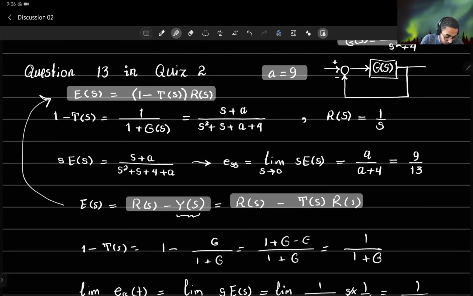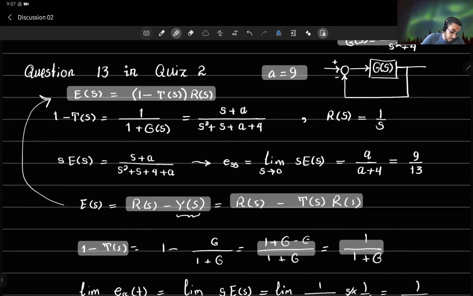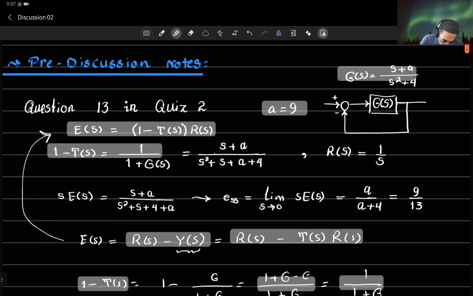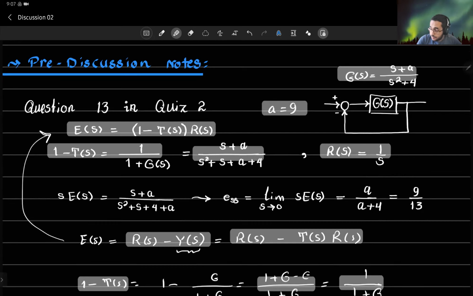Now you compute 1 minus T of s. 1 minus T of s is just going to be 1 minus G divided by 1 plus G, right? So you can just do some algebra and you get that 1 over 1 plus G is going to be equal to 1 minus T of s. So this is the expression here. When you substitute G of s equal to the expression you're given in the problem, you'll get that 1 minus T of s is going to be s plus a divided by s squared plus s plus a plus 4. And we have that the input is going to be 1 over s.